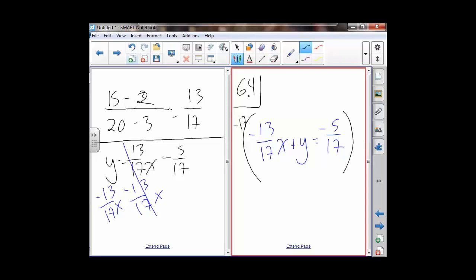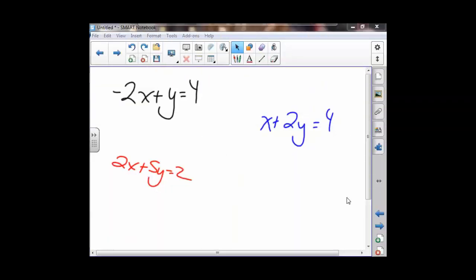So if I have 17 times this, am I actually literally thinking whatever 17 times 13 is and then divide by 17? No, because I can cross cancel, which gives me 13x, and this becomes 5. Negative 17 over 17... Negative 5 or positive 5? Positive 5, because we're multiplying by negatives. All right, good deal. And so this is the correct standard form.